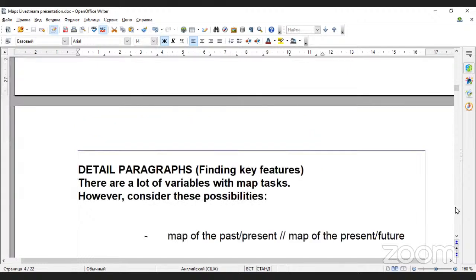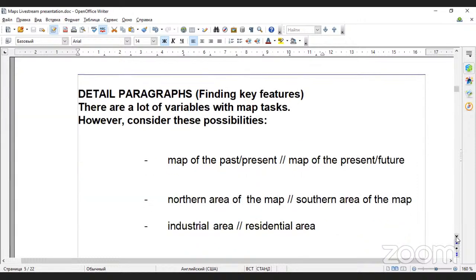All right. So when you write your detailed paragraphs, once again, our task is to summarize the information. That's our overview by selecting and reporting the main features. So we'll talk about this now and make comparisons where relevant. We'll also talk about how to compare things on the map. And when you look at the map, you can divide these features into two paragraphs. For example, one paragraph can be about the map of the past, and the second paragraph about the map of the present, or it can be a map of the present and a map of the future.